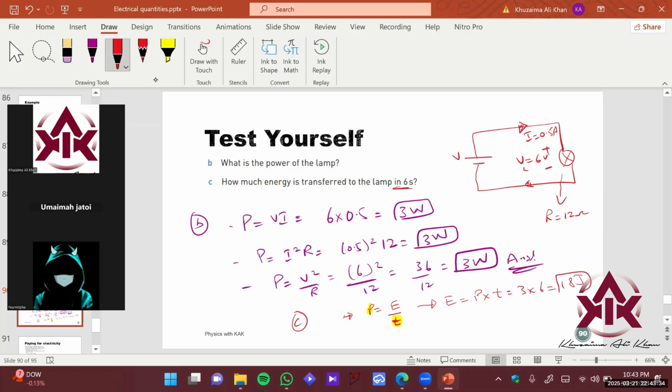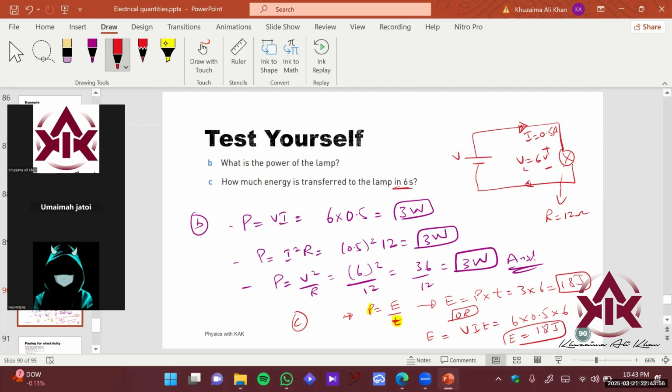Or you can use the formula of energy, that is energy equals VIT. The voltage drop across the lamp is 6 volts, the current is 0.5 amps, and the time taken is 6 seconds. So 6 into 6 is 36, and half of 36 is 18 joules. Again, the answer is the same.